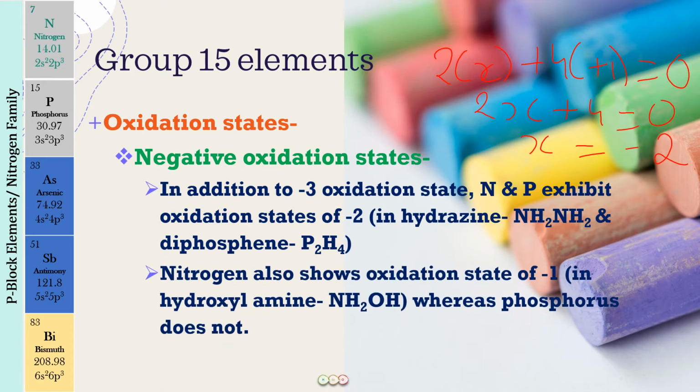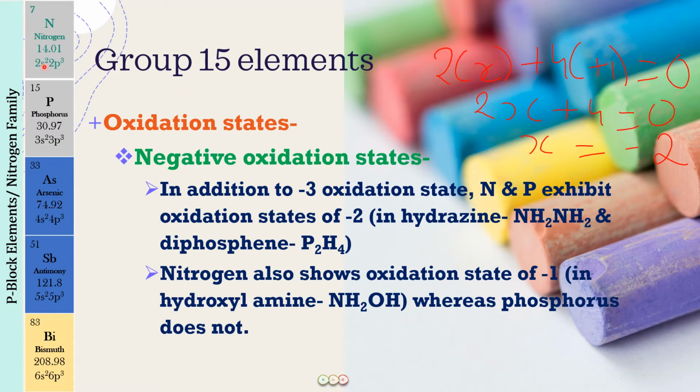And then nitrogen also shows a -1 oxidation state in hydroxylamine. The formula is NH2OH, whereas phosphorus does not. So -2 oxidation state you are seeing in nitrogen and phosphorus. Nitrogen is the smallest in size. Phosphorus is a little bit more than that, right? And both of them, therefore, will be having more electronegativity values in comparison to the rest of the elements. So what we see is -2 oxidation state in nitrogen and phosphorus, and nitrogen being the smallest, having the highest electronegativity value, we see even a -1 oxidation state for nitrogen, and not for the rest of them.